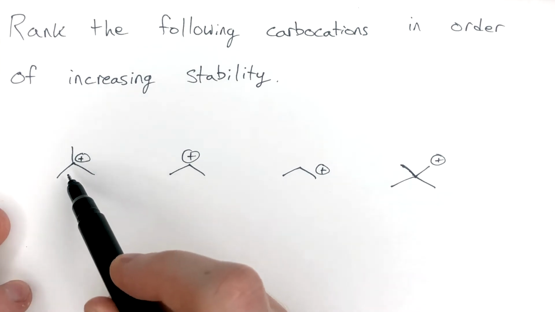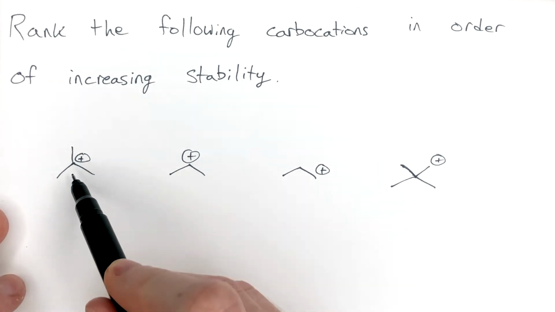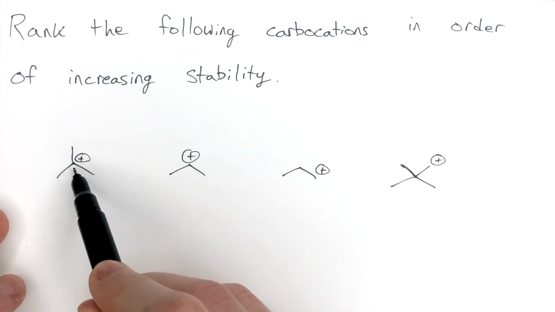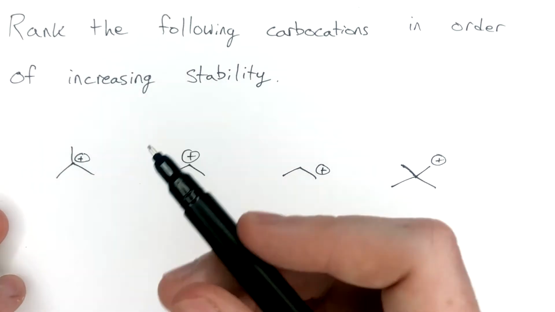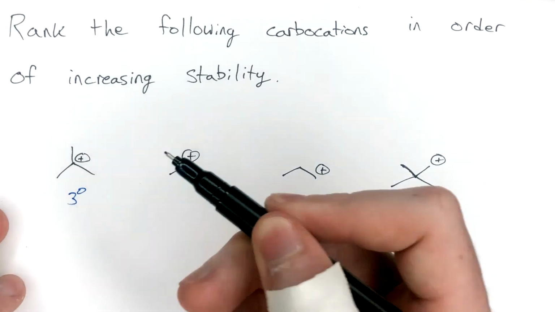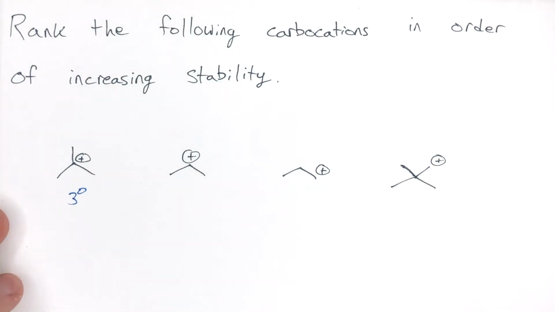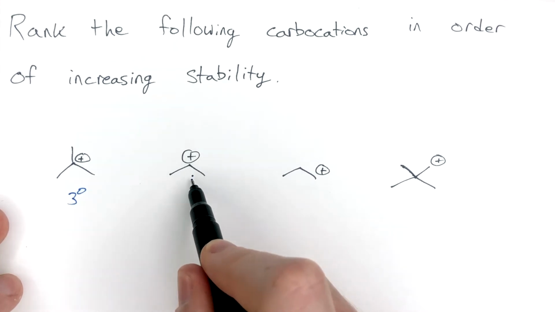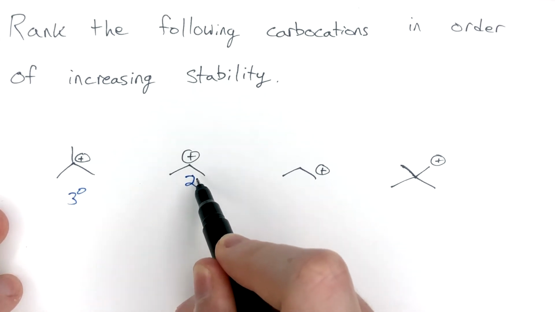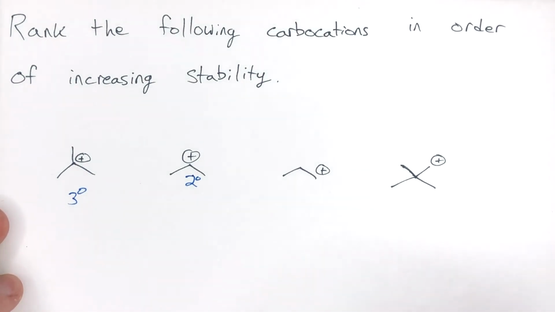So to do that, you count the number of carbons that are bound to the carbocation. So here we have the center carbocation, 1 carbon, 2 carbons, and 3 carbons. So this is tertiary, a very stable intermediate. Same thing here. We have 1, 2 carbons bound at the center. So this is a secondary carbocation.